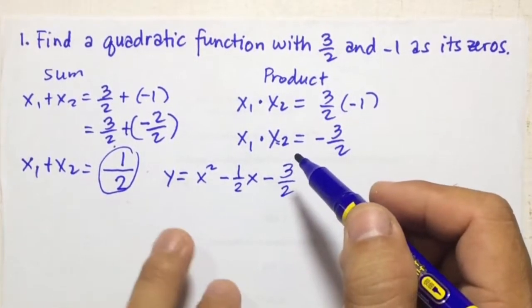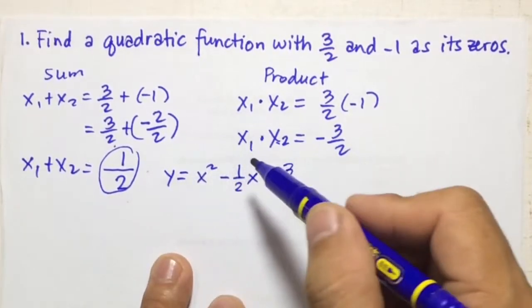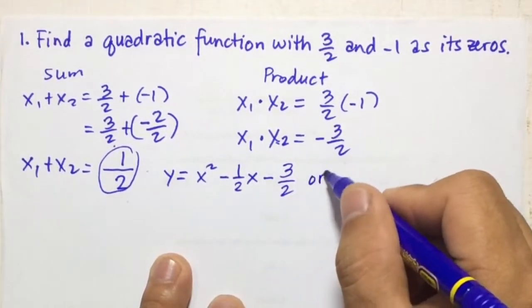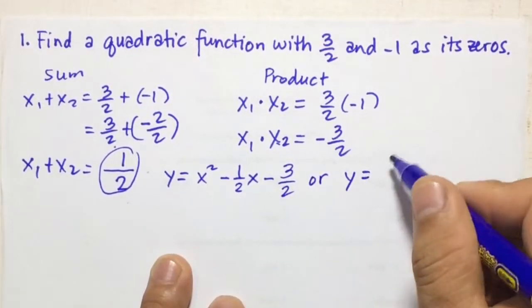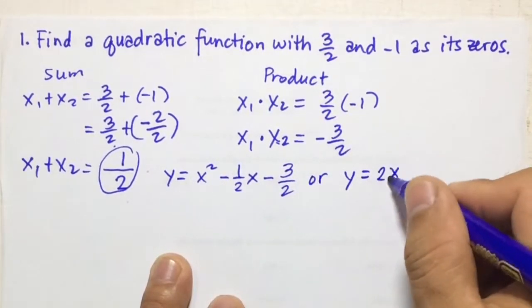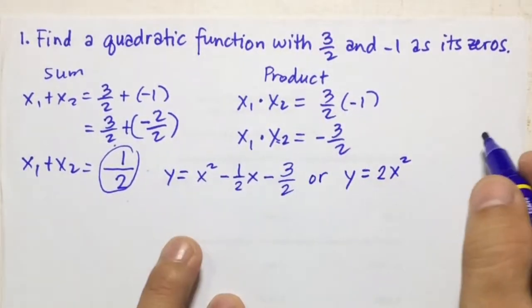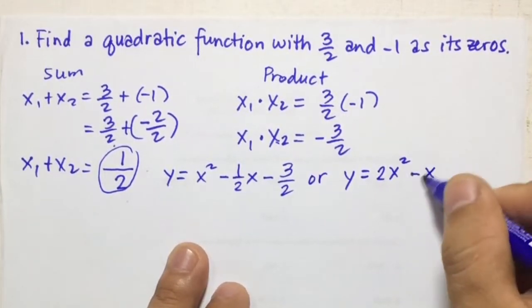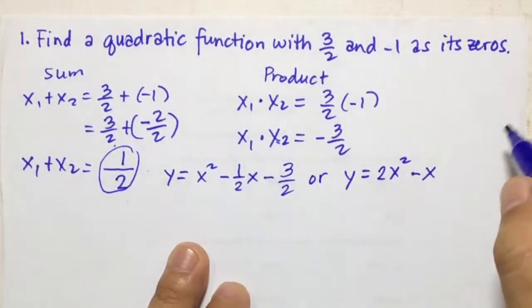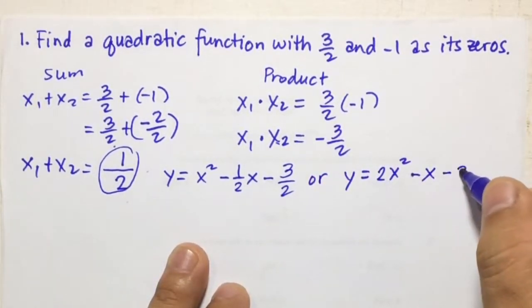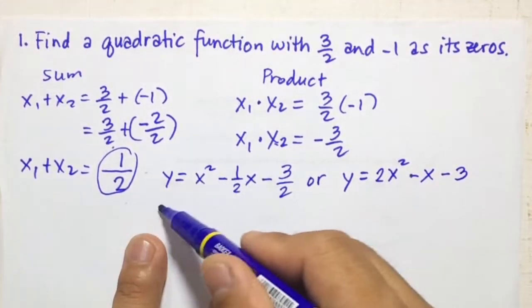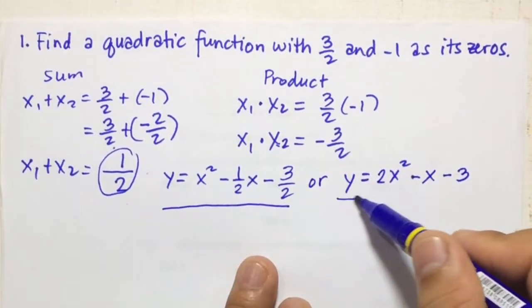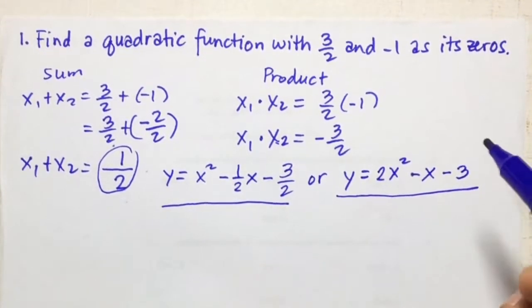And if the integer coefficient is required, what we're going to do is we'll just multiply the equation by 2. So you can just have your answer as y equals x squared times 2 is 2x squared. The negative 1 half x times 2 is negative 1. So we're going to have here negative x. Then negative 3 over 2 times 2, that will be negative 3. So we can have y equals x squared minus 1 half x minus 3 halves, or y equals 2x squared minus x minus 3.